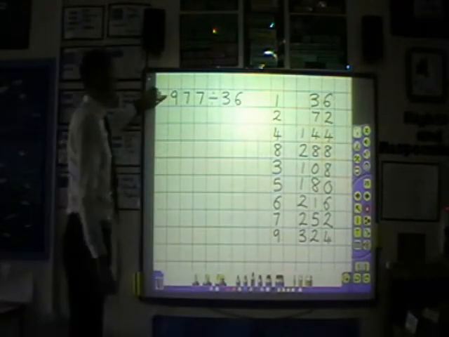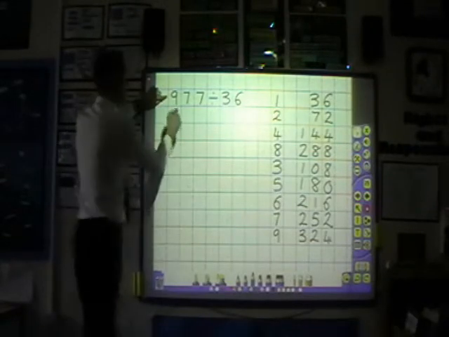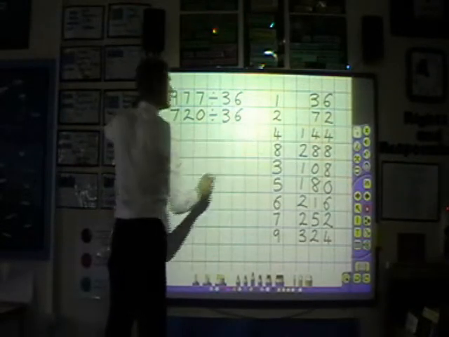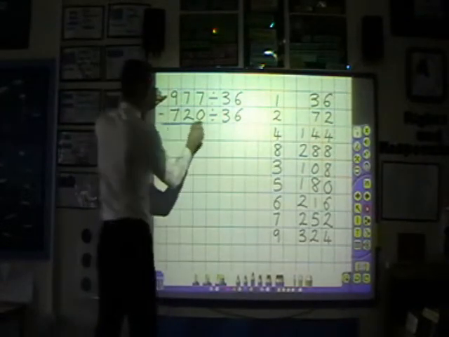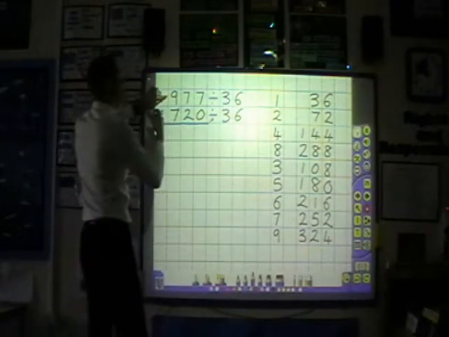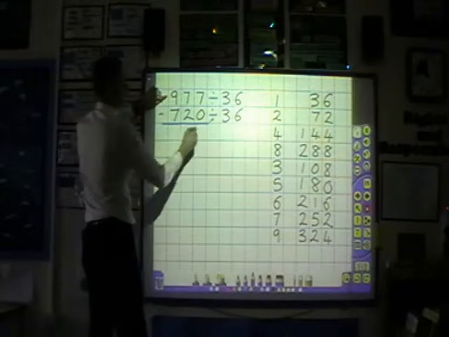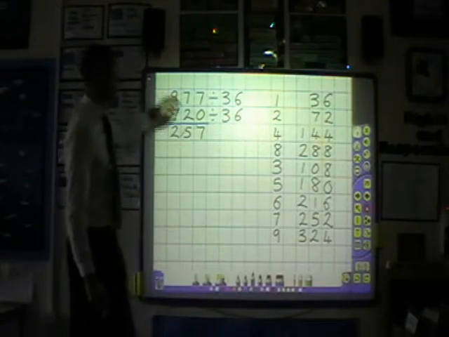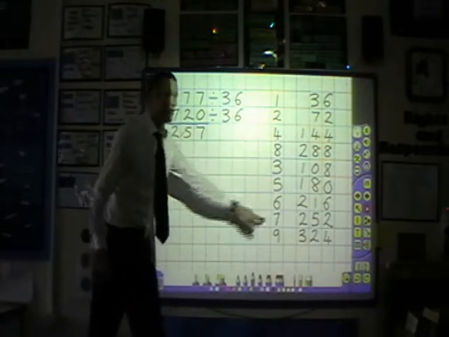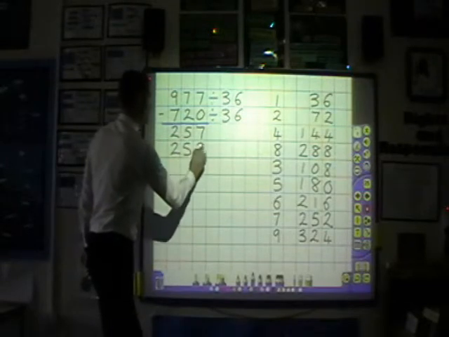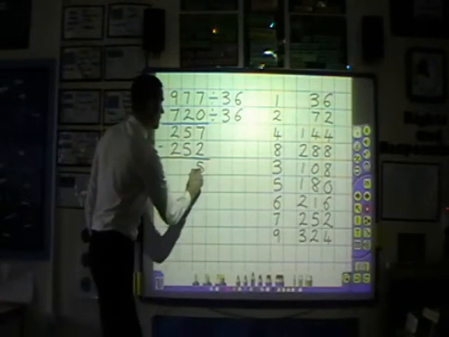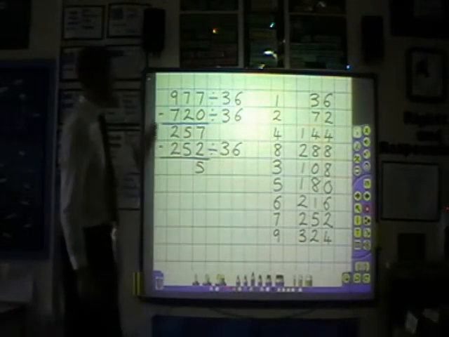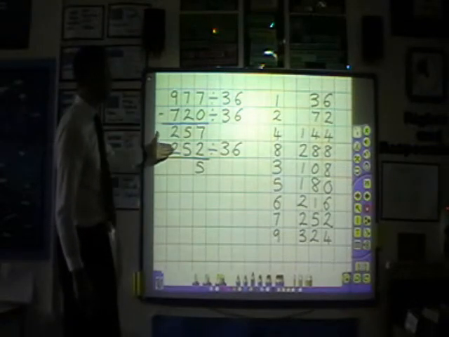So going back to 977, I still think I'd use 720 as my first chunk, which would be 20 36s. Haven't got room to write that in. Take that away from 977 and we're left with 257, and straight away I can see that 7 36s is going to be my next chunk. 252, take that away, there's only 5 remainder. So the answer is going to be 20, 27, remainder 5.